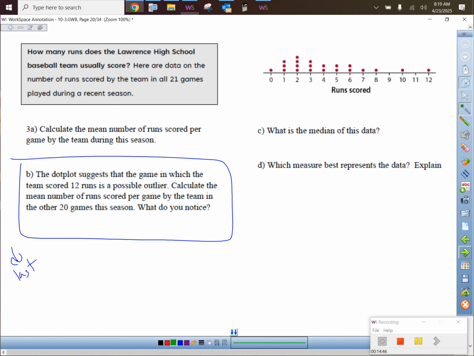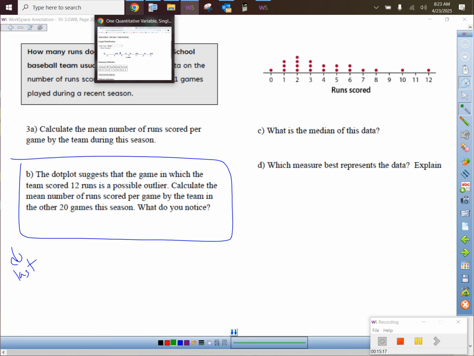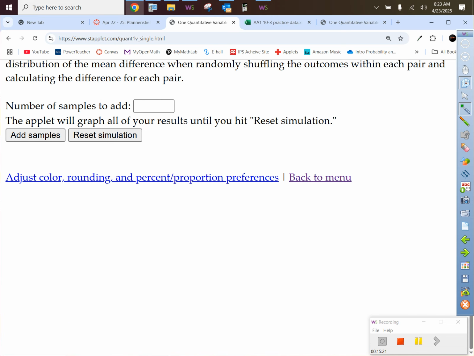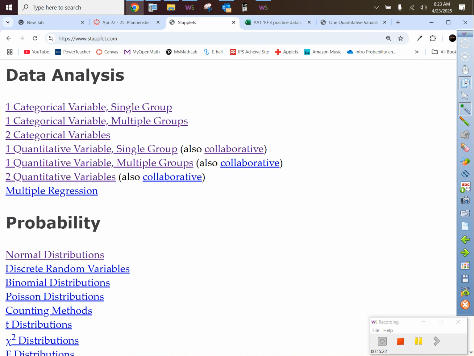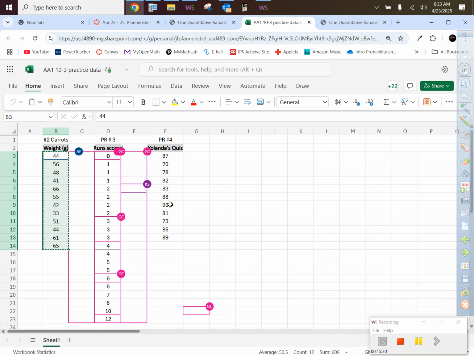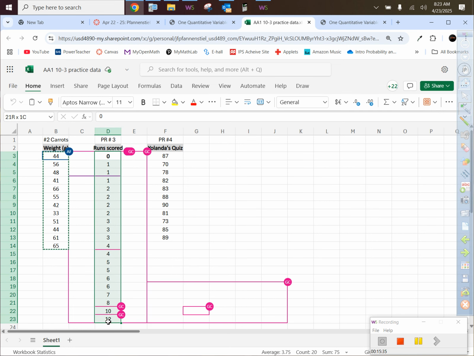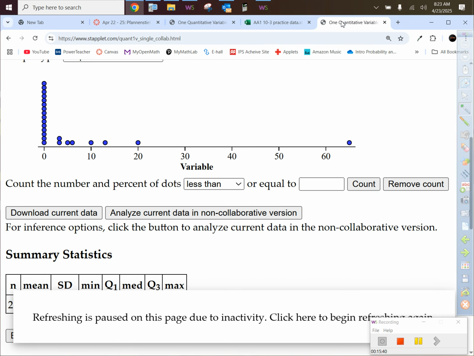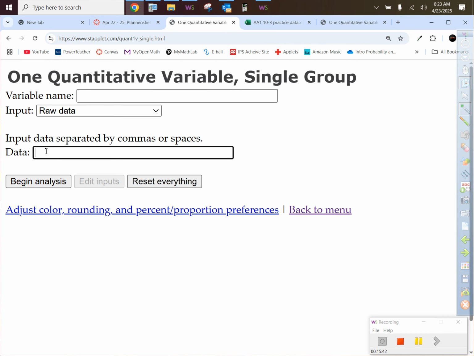Please go back to the spreadsheet, copy that data, and put it into the applets. Instead of reopening a new window every time, when you're done with this applet, scroll down to the bottom and hit back to menu, and it'll take you back. You can just keep using that same one. So, one quantitative variable, single group, and I have to type in the runs scored. This is a high school baseball team. They played 21 games, and we wanted to record all of this data.